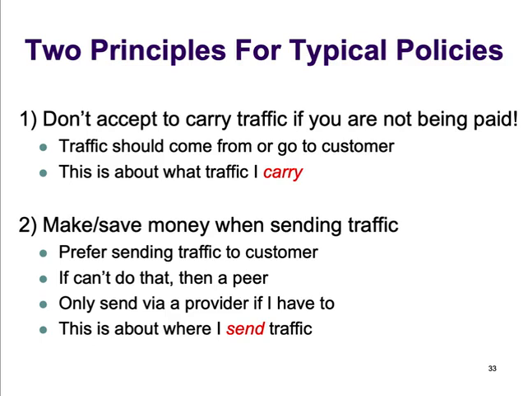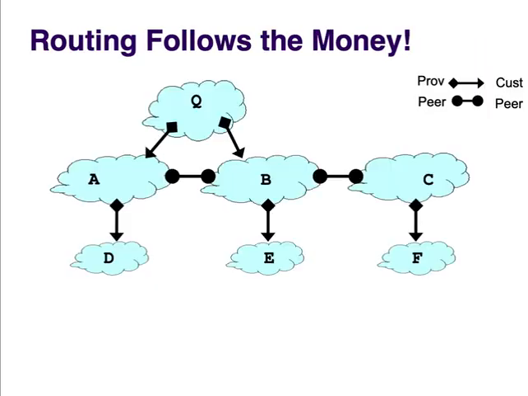So what the implications of these policies are is kind of interesting, because what it tells us is, if you look at the AS graph, not all paths on the AS graph are valid. Just because I have a connected graph with edges doesn't mean all paths are valid. Instead, for the paths that are valid, we say routing follows the money. A path is valid if it makes sense in terms of how money flows along that path.